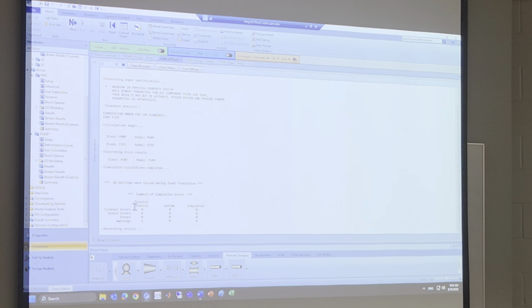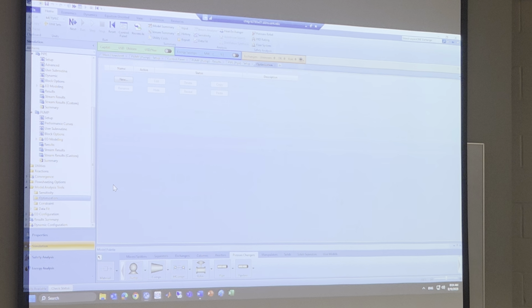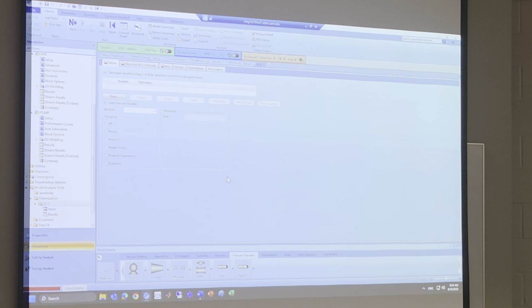The question is, use optimization. We are learning a new thing today. If you go to the navigation pane, model analysis tool, there is one called optimization below sensitivity. Very similar to sensitivity. So let's go to optimization. If you look here, there are 3 tabs we have to take care of: define, objective and constraint, and vary.